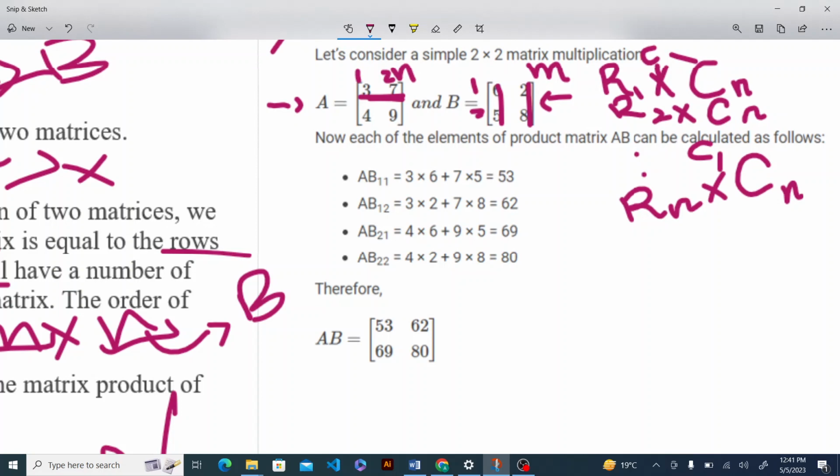So the first row will be multiplied with the first column first, and then secondly the first row will be multiplied by the second column. Then the turn of the second row comes, which will be multiplied by the first column of the second matrix, and then the second row will be multiplied with the second column. Let me clear the board.